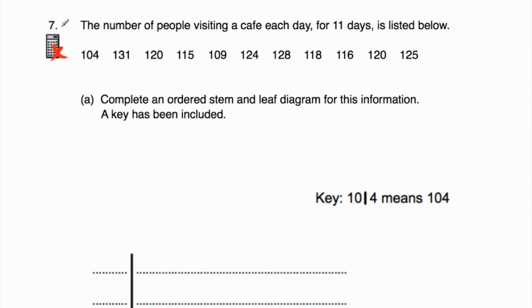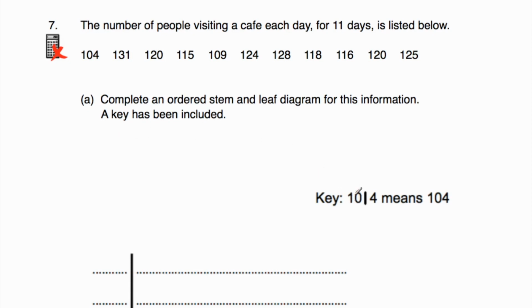Okay, let's have a look at question number 7. Question number 7 says, the number of people visiting a cafe each day for 11 days is listed below. So there's 104 people on that day, 131 people visited the cafe on that day, 120 people visited the cafe on that day, and so on. And we've been asked to draw an ordered stem and leaf diagram for this information.